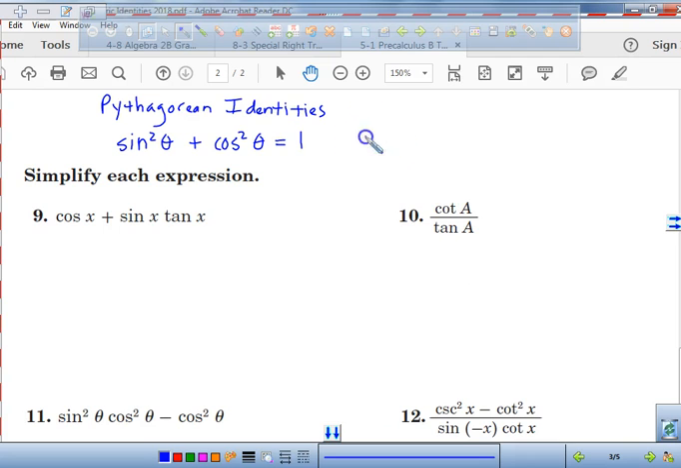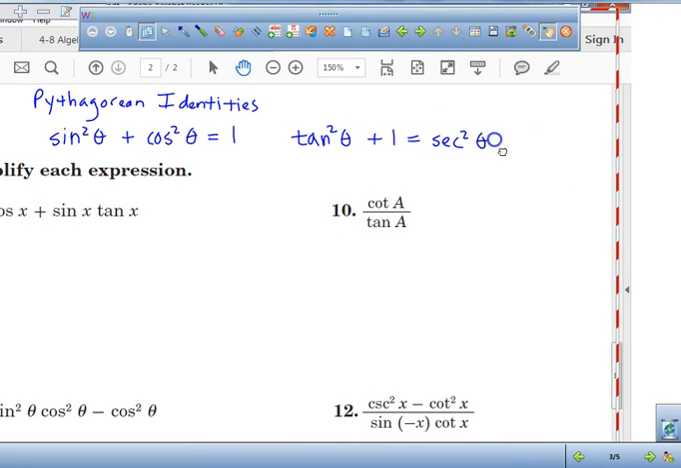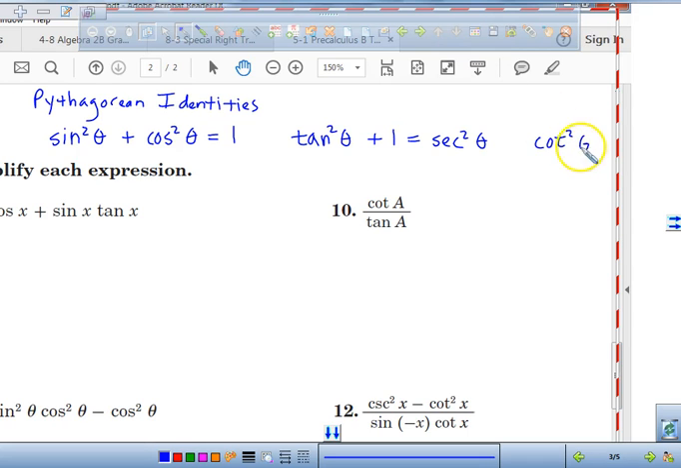Okay? The other Pythagorean identity is the tangent squared theta plus 1 will always equal secant squared theta. And the last one that we're going to write right up here, okay, is going to be the cotangent squared theta plus 1 will always equal the cosecant squared theta.